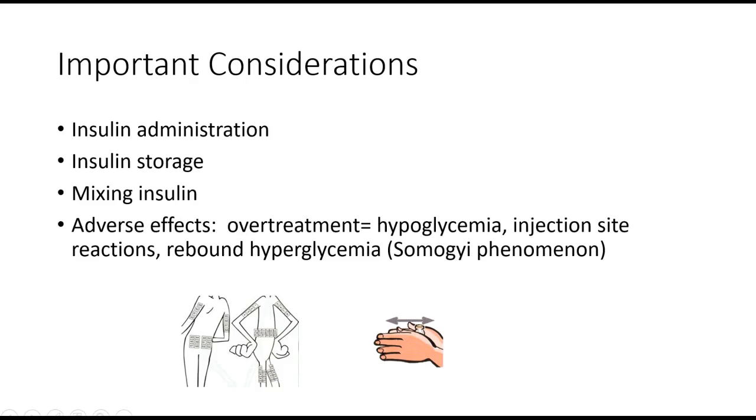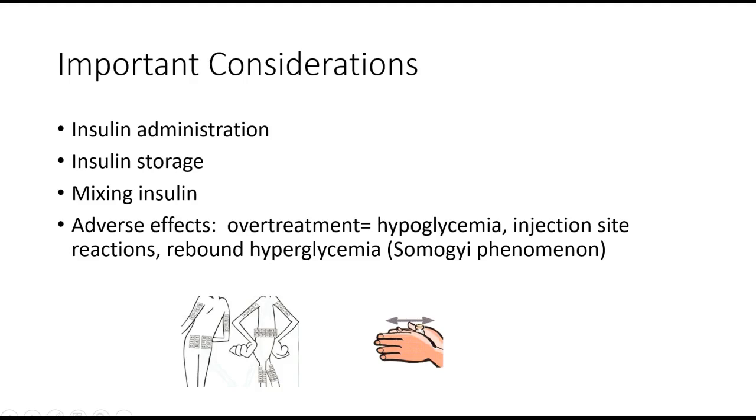So with mixing, NPH, the intermediate type of insulin, can be mixed with short or rapid acting insulins. Remember the rule of clear to cloudy when you're drawing those up. You do not mix the long-acting insulins, so no Lantus or Levemir. You will not mix any of the long-acting with any other types.